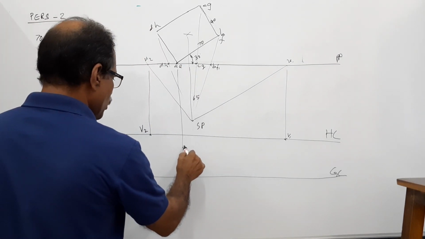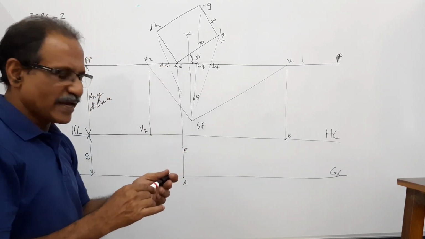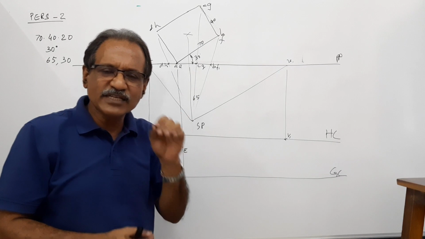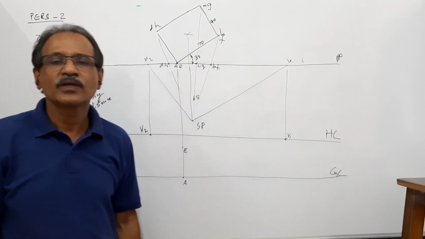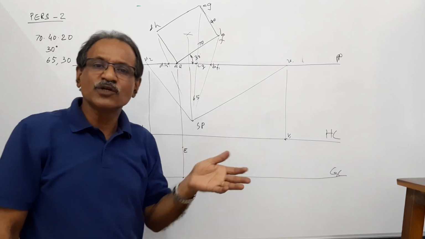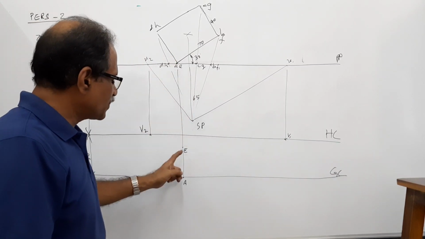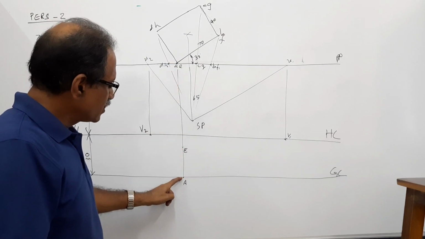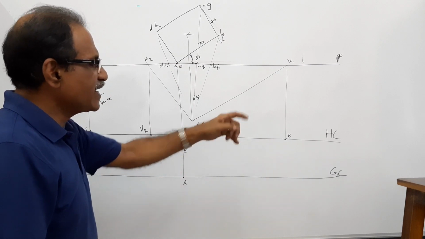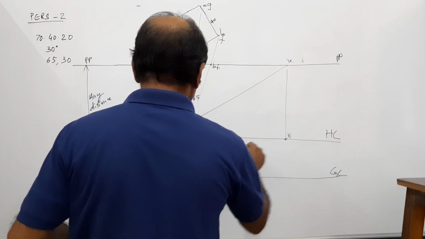Drop AE down and locate capital A on GL. Locate 20 mm above, E. Why 20 mm above? AE is on the picture plane. Any line which is lying on the picture plane will have its true length in the perspective view. Here AE is on PP, so its perspective will be the true length, 20 mm. Locate A, locate E. Join A and E to V1 and V2.